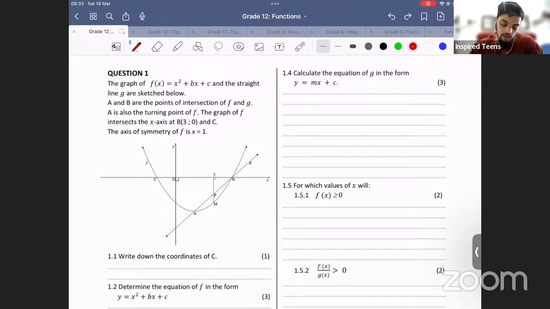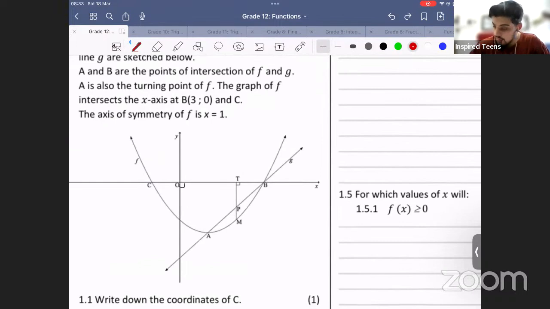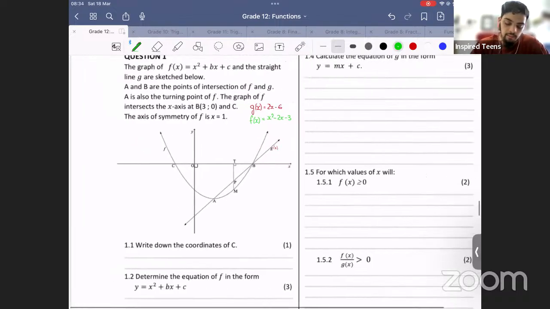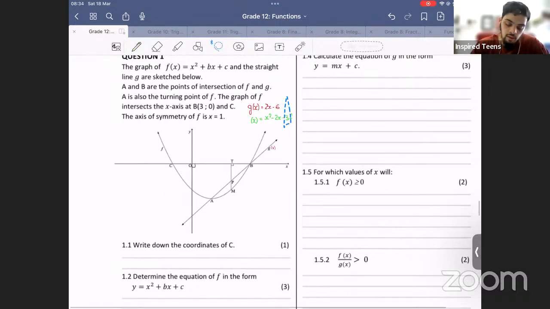This equation that you have to solve for, g of x, is equal to 2x minus 6, and f of x is equal to x squared minus 2x minus 3. Let us copy that.